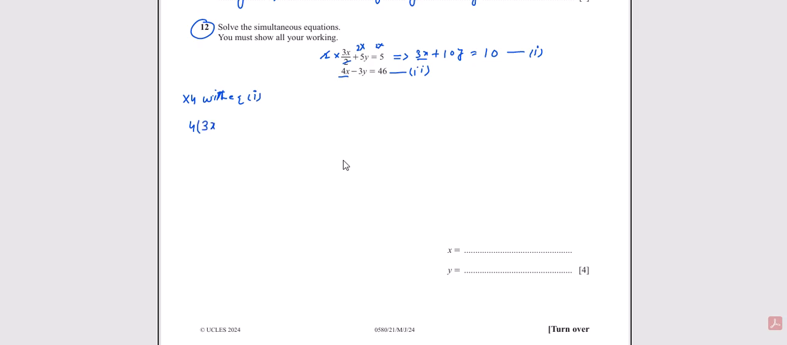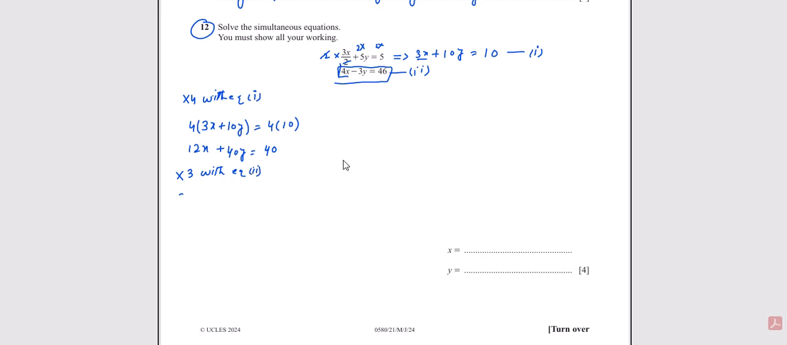So 4 multiplied with 3x plus 10y is equal to 4 into 10. 4 multiplied with 3, that is equal to 12x. 4 multiplied with 10, that is equal to 40y is equal to 4 multiplied by 10, that is equal to 40. So in this equation we multiply with 3, multiply 3 with equation 2.